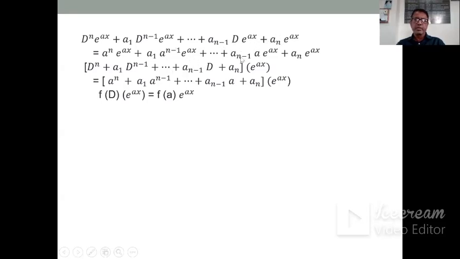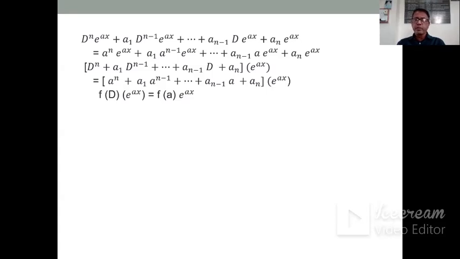The same way here we take e to the power ax common from the right side, meaning in the bracket we get a to the power n plus a1 a to the power n minus 1 plus and so on, plus a_(n-1) into a plus a_n, bracket complete, e to the power ax. And then we substitute the value of this bracket as f of D, and this bracket is f of a. Means we obtain this result: f of D operating on e to the power ax is equal to f of a into e to the power ax.